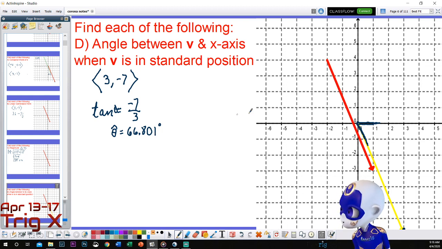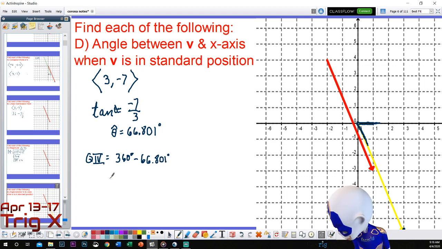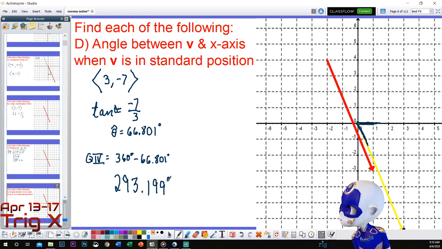Now that I have that, I can see that this is in quadrant 4. I also knew it was in quadrant 4 because it was going right 3 and down 7. Right and down is quadrant 4. So in quadrant 4, we remember we take 360 minus swooshy, the reference angle. So there's 360 minus 66.801. I bang that into the calculator and that gives me 293.199 degrees. And that's all there is to that one.